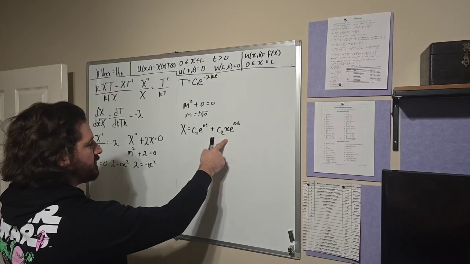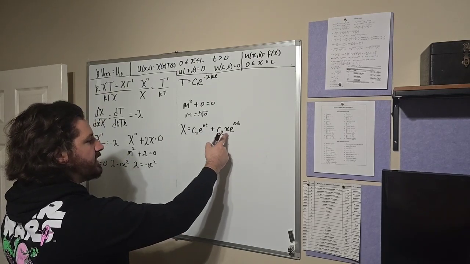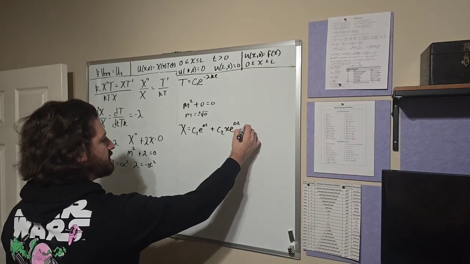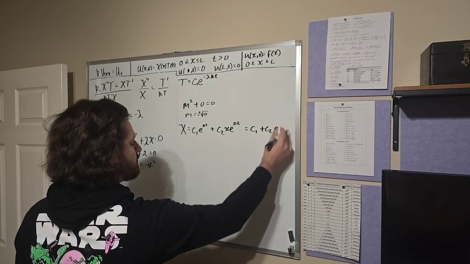Okay, so in this case, this is what we get. Now, of course, we know that e to the 0 is just going to be 1. And then we know that x times e to the 0 is just going to be x. So this actually works out to just be c1 plus c2 x. Sorry, not e, x.